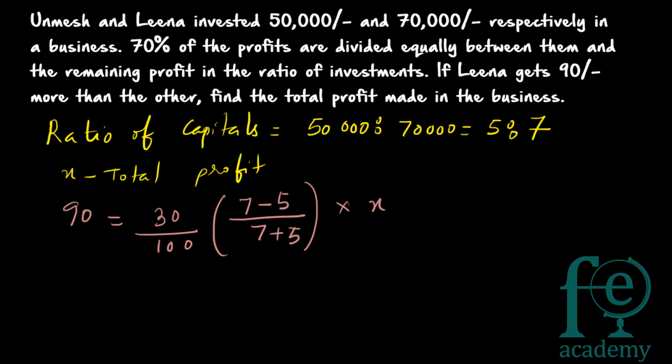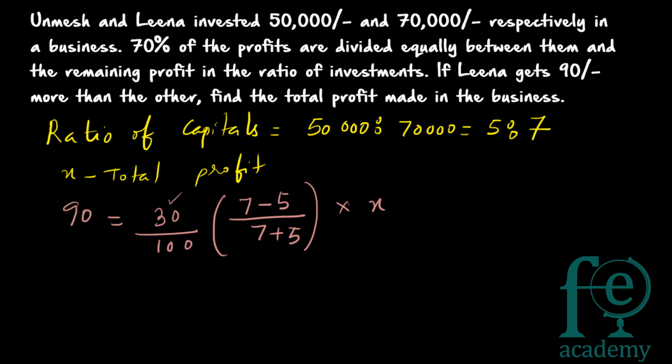So we have completed the formula. In the last question we saw how we derived the formula. So now we are using the formula directly. The difference between the profits of Unmesh and Leena is equal to 90. 30% of profits are divided in the ratio of the investments. That is how 30 by 100 came here. And 7 and 5 represent the ratio of the capital, 7 is to 5. X is representing the total profit.